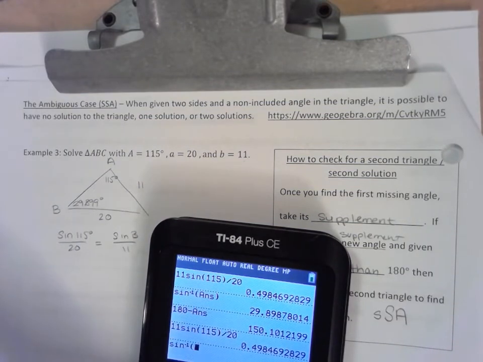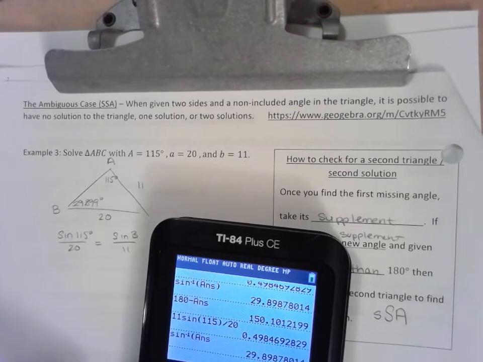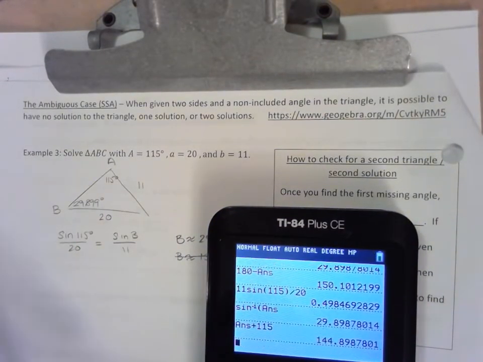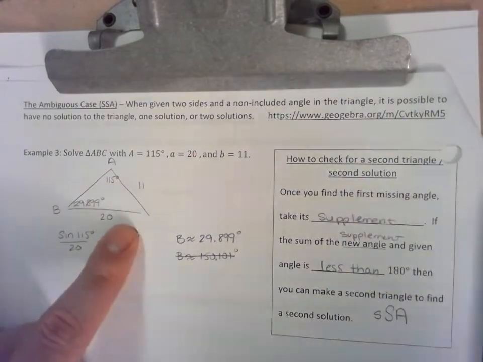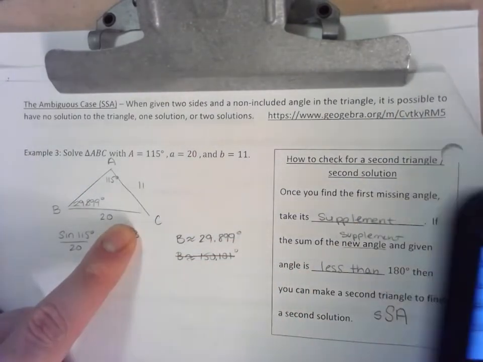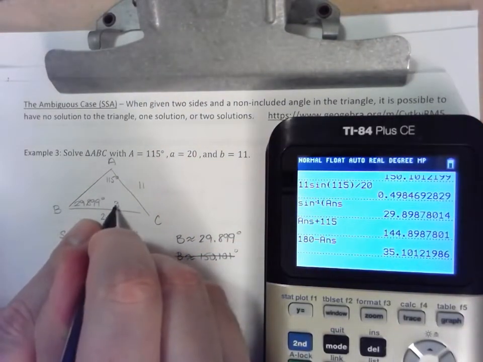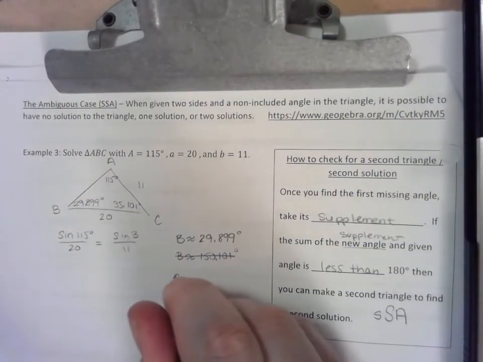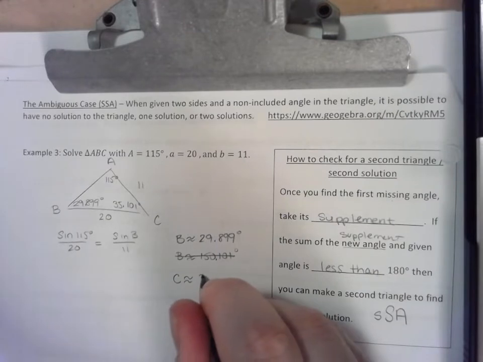And I get sine inverse of that one. Okay, if I add this angle to 115 and subtract that sum from 180, that gives me what I didn't even label as angle C. Angle C is approximately 35.101 degrees. So we know angle B, we know angle C, we were given angle A, that takes care of the angles.